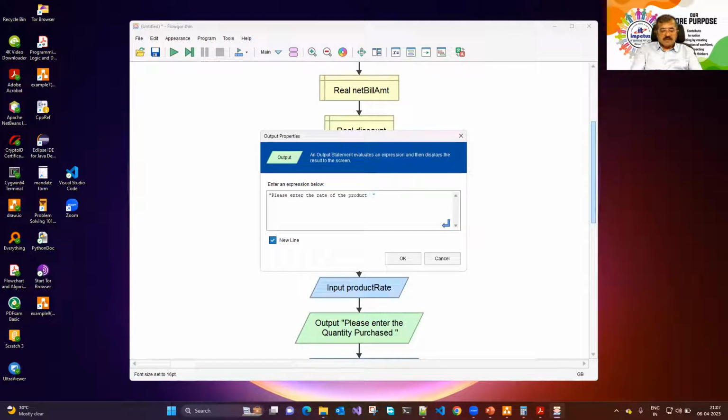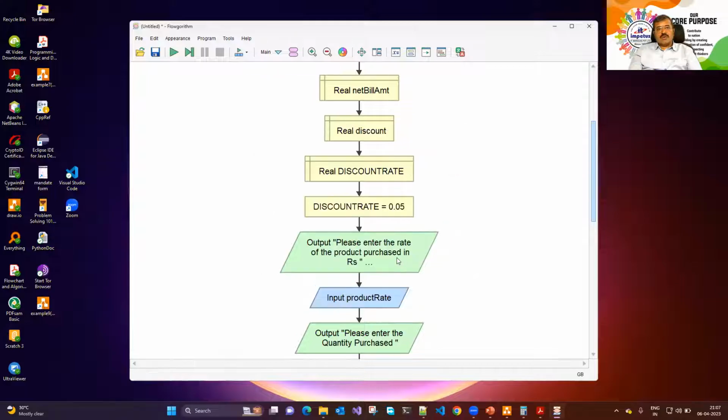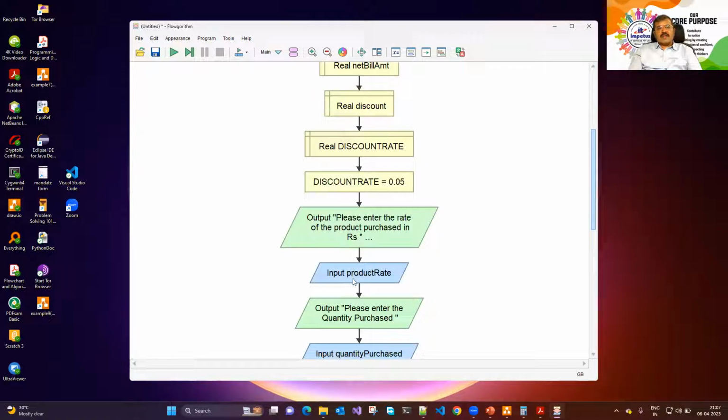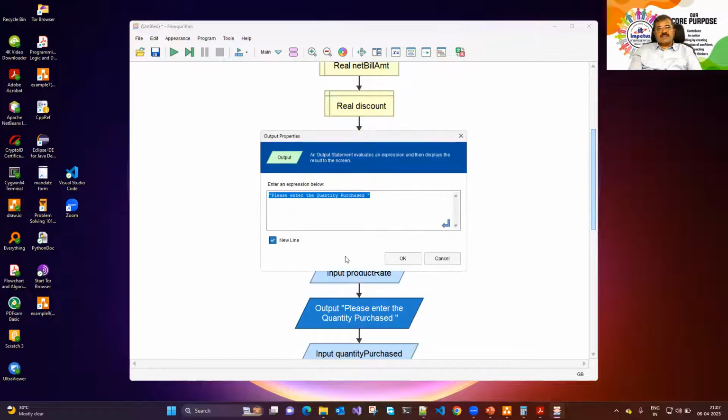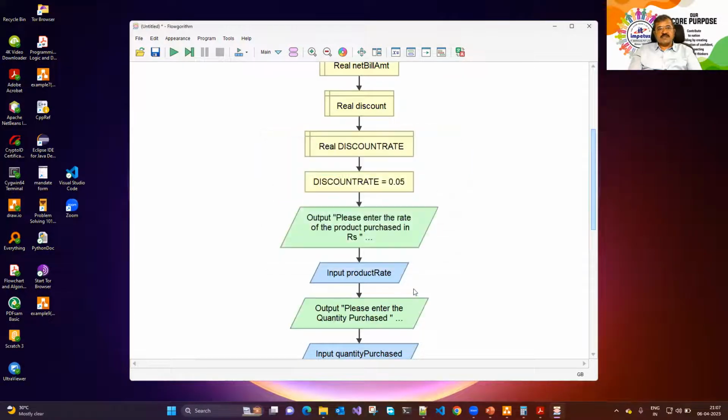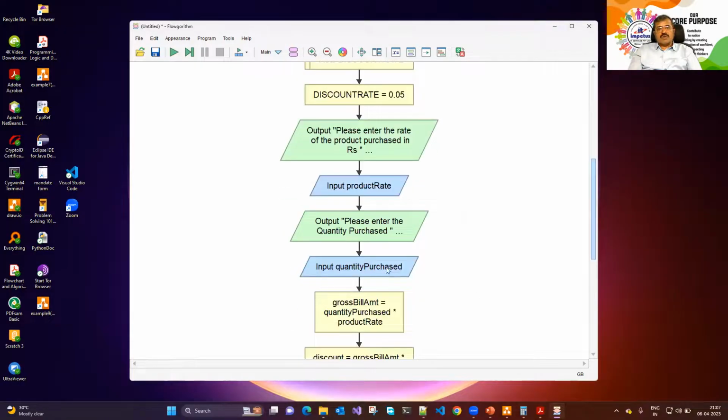Spelling galat hai. Units have to be maintained, and we don't want it to go on to the new line. And then we accept the product rate. Then we say, please enter the quantity purchased. We do not want to go on the new line. We accept the quantity purchased.